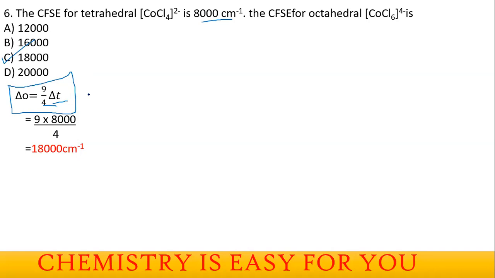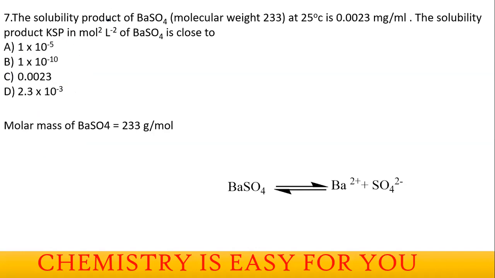Okay, now next question, the seventh question. The solubility product of BaSO4, the molecular weight is given, at 25 degrees Celsius is 0.0023 milligram per ml. The solubility product Ksp in mol square liter raised to -2 of BaSO4 is close to. So first of all, molar mass of BaSO4 is 233 gram per mole. And secondly, we need to take a look at the reaction. BaSO4 gives Ba2+ plus SO4 2-. That is 1 mole of BaSO4 gives 1 mole of Ba2+ and 1 mole of SO4 2-. These are the things primarily you need to keep in mind.